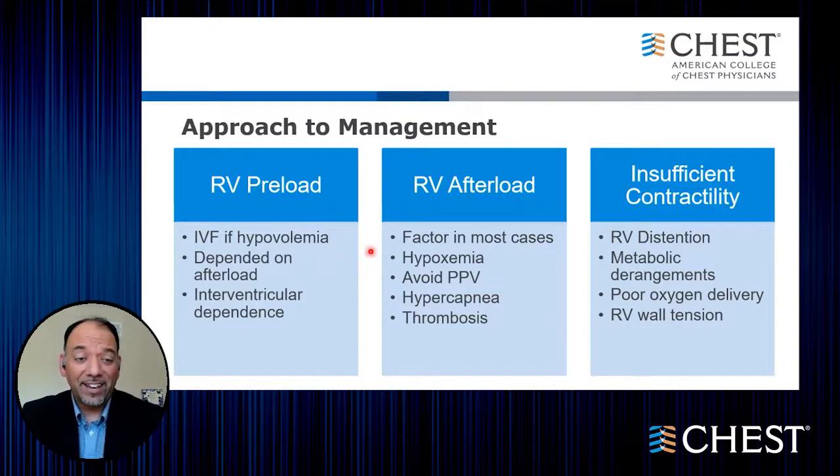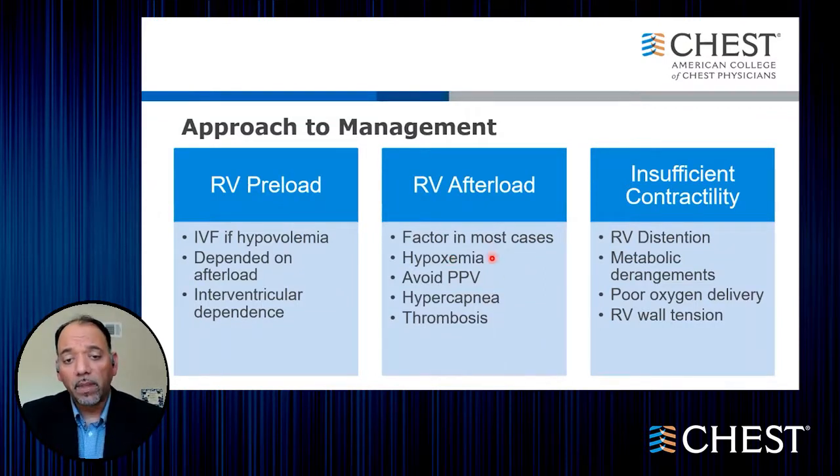So in those patients, if they're hypovolemic, if they're bleeding, for example, then IV fluid might be the right answer, but usually it's not. Usually you're going to base your preload assessment on their afterload, which again can be a very tricky thing because if you give them fluid, you might invoke too much of this interventricular dependence that will affect the LV, the filling of the LV, and subsequently systemic blood pressures. So this is a little bit tricky. You have to be careful about giving too much fluid, and most people would recommend not giving very much fluid, again, unless they're bleeding or they're severely hypovolemic. And then when it comes to RV afterload, this is going to be a factor in almost every case, right?